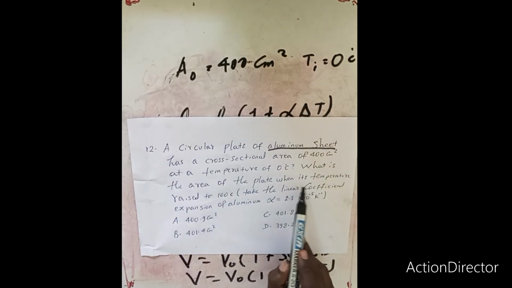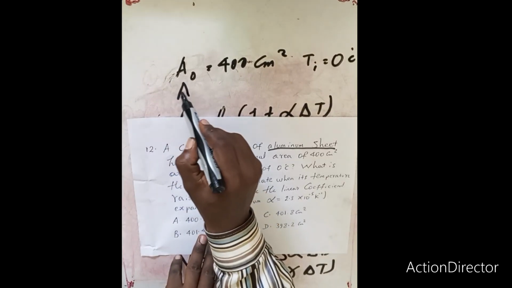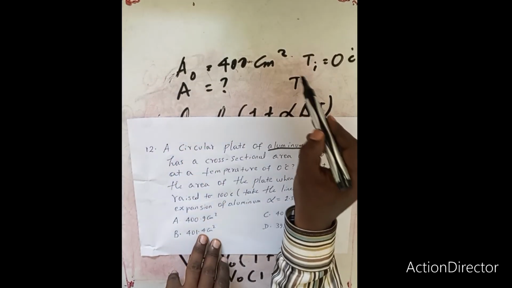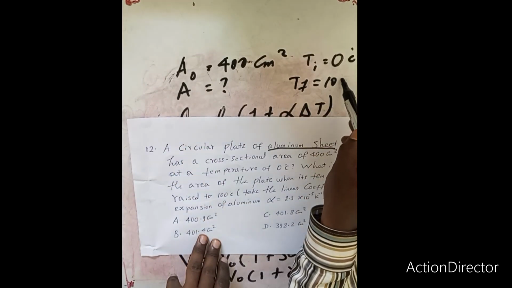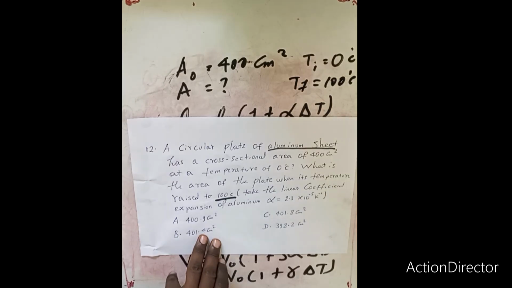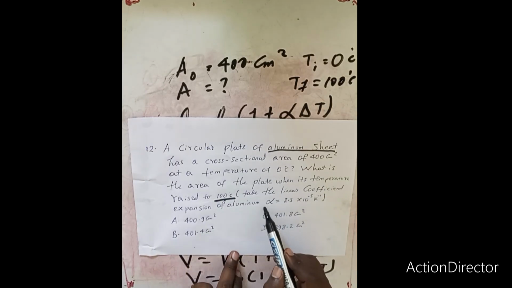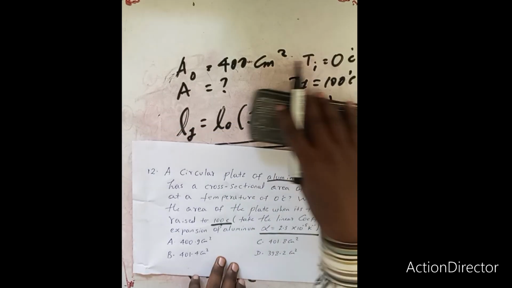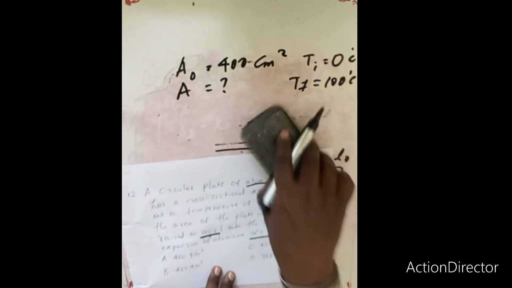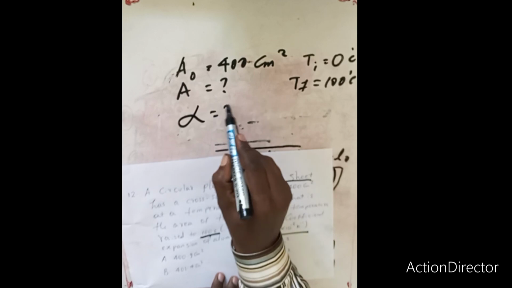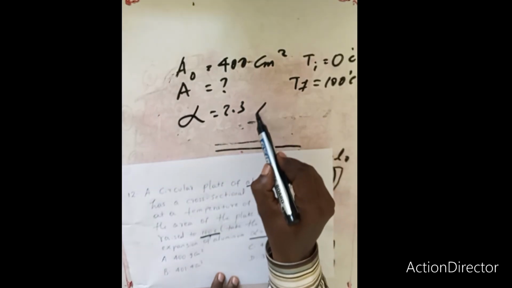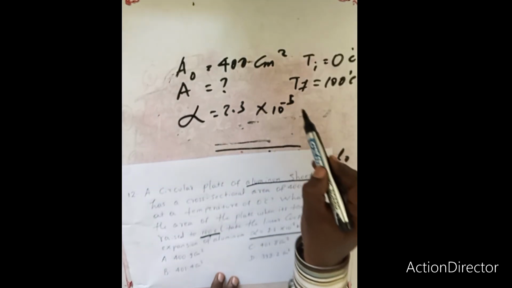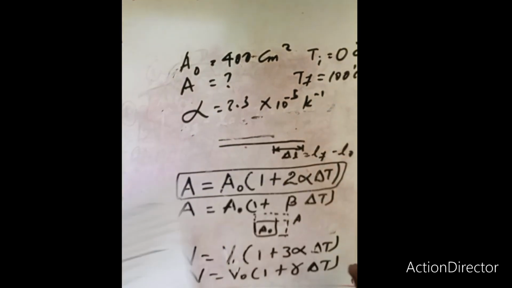What is the area of the plate when the temperature changes? The final area is unknown, and the final temperature is known, which is 100 degrees Celsius. And alpha is already given: alpha is equal to 2.3 times 10 raised to minus 5 per Kelvin. So let's do this question.